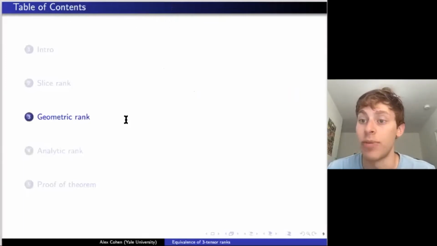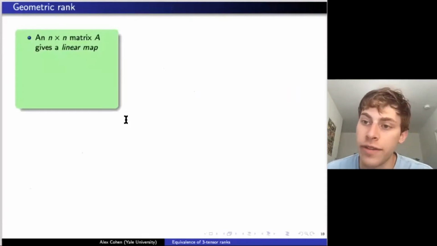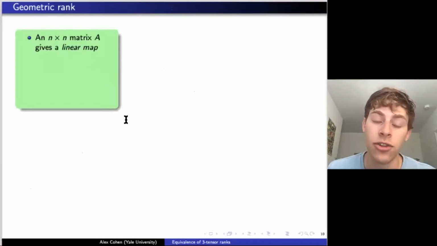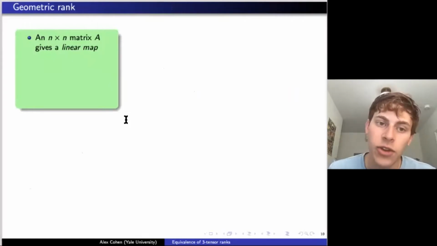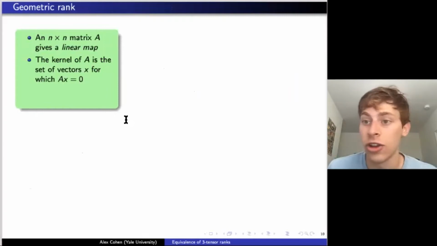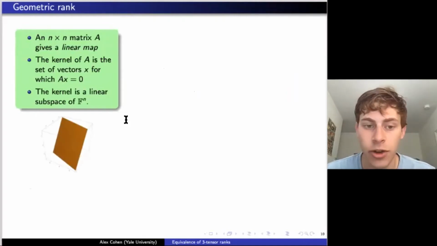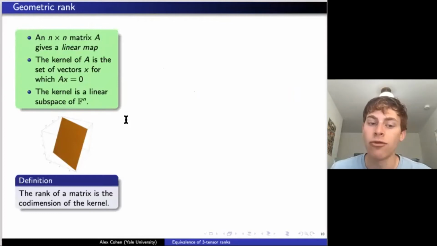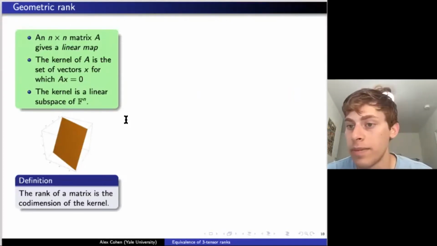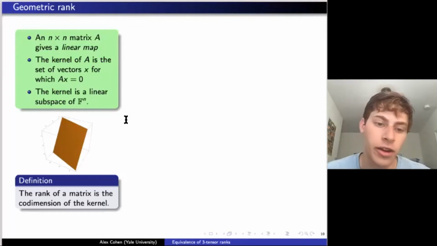Now we're going to talk about geometric rank. Rather than this combinatorial definition, geometric rank generalizes the geometric definition of the rank of a matrix. Given a matrix, you can view it as a linear map, so it takes in a vector and outputs a vector, and it's very natural to look at the kernel, which is the set of all input vectors that give the output 0. This kernel is a linear subspace of Fn. Very nice subspace. And the rank of the matrix is the codimension of the kernel. So it's like the number of degrees of freedom you have outside of the kernel.